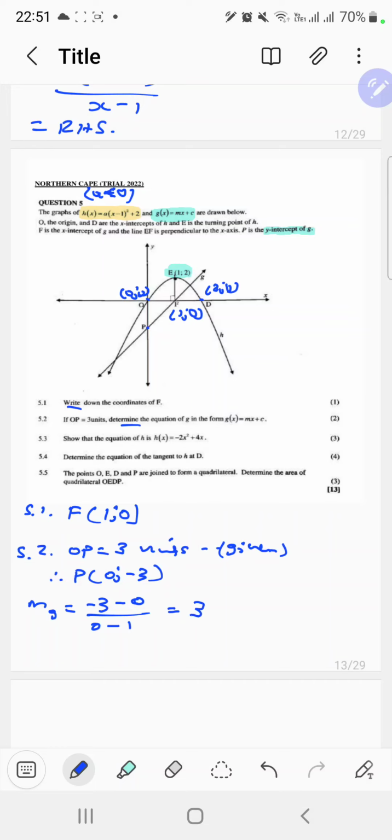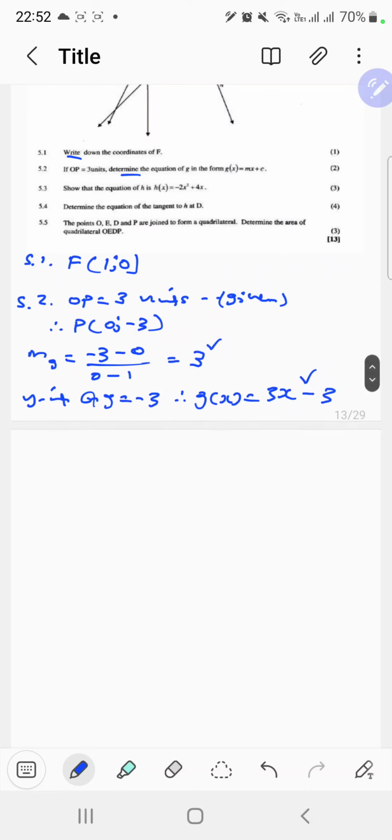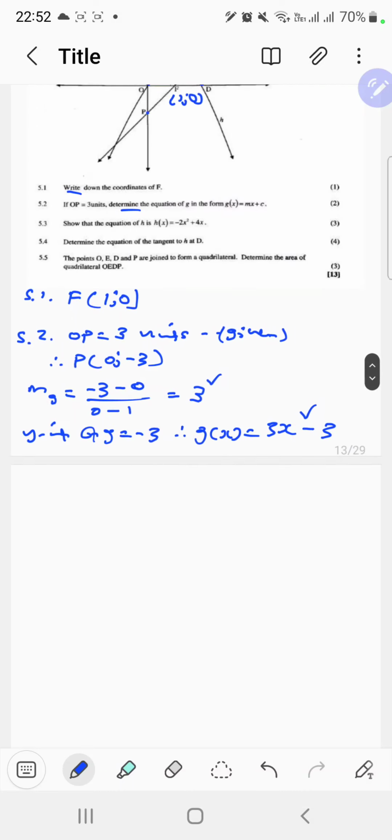It makes sense. We can say, well, the y-intercept, already they told us P is the y-intercept. The y-intercept of G is equal to minus 3. Therefore, G of x is equal to 3x minus 3. That's it. It's done. So that was just 2 marks, to find the gradient and to find the equation, because everything was pretty implied.